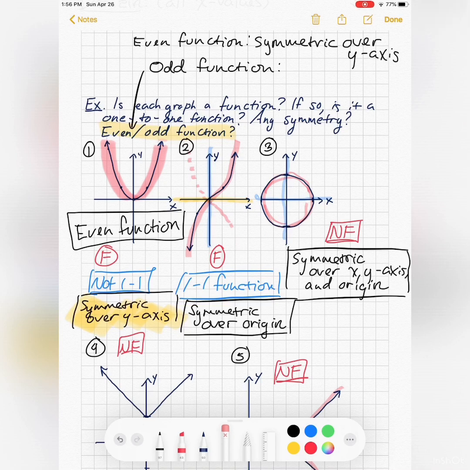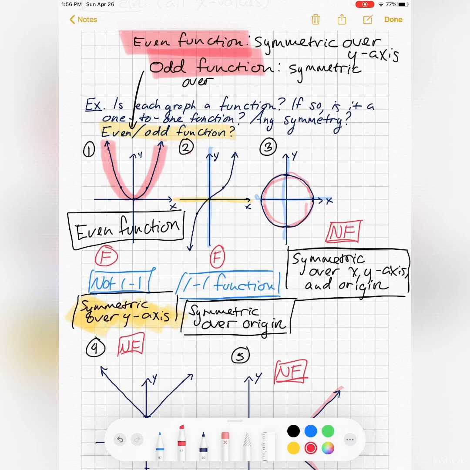There's only one other term here. That's an odd function, but we talked about two other types of symmetry. We talked about symmetry over the origin, and we talked about symmetry over the x-axis. So which one is an odd function? Is it going to be the x-axis or the origin?